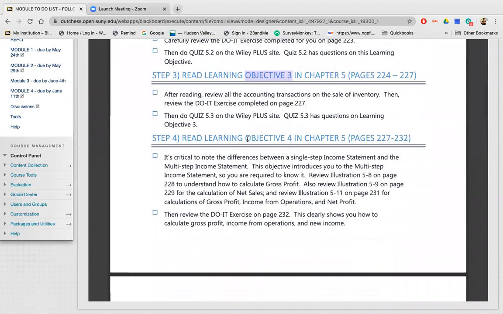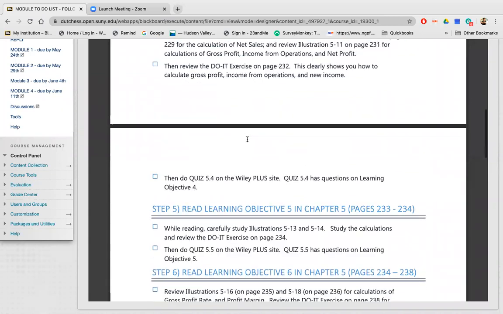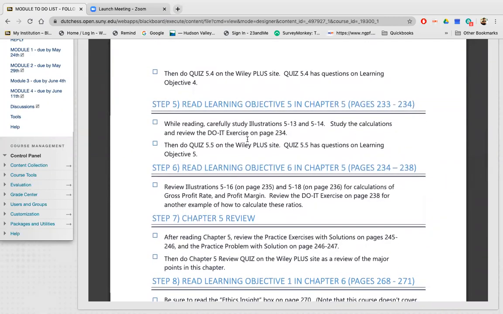Learning Objective 4 introduces you to the differences between something called a single-step income statement and a multi-step income statement, which is a wonderful thing in my view. So do pay attention to all of that. Those are important. Learning Objective 5 introduces you to some financial analysis and calculations on how we actually do some understanding and analysis of something called a gross profit margin and a net profit margin. And that is how Chapter 5 wraps up.